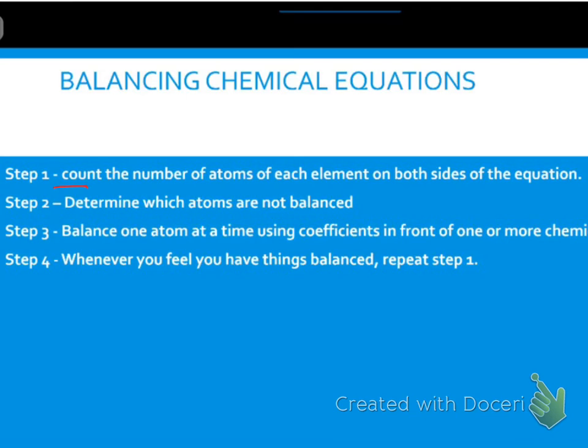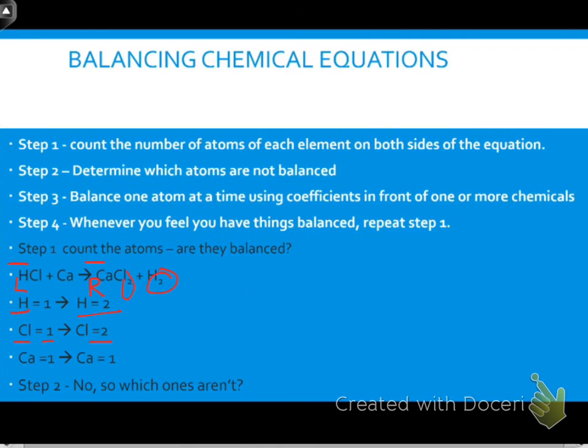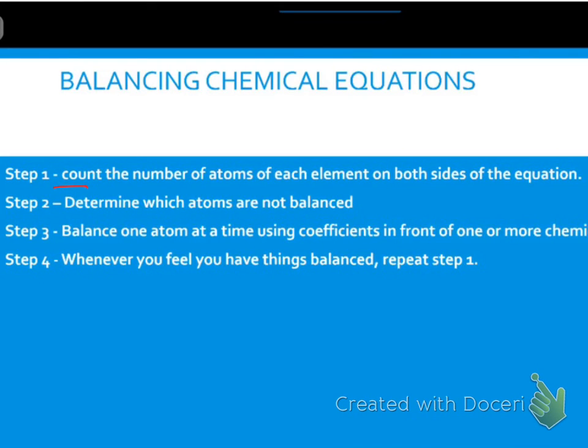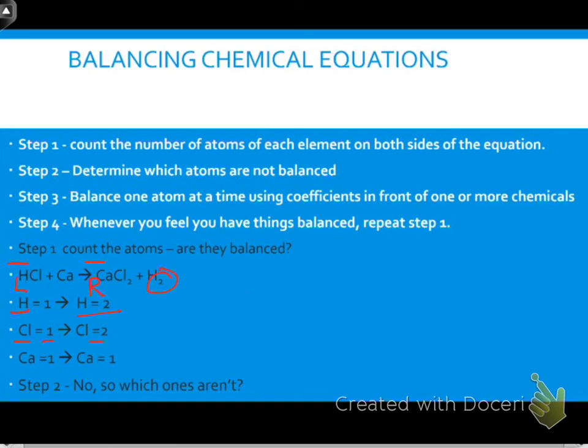Now, to learn how to balance equations, there's 4 steps you have to go through. First, you count the number of atoms of each element on both sides of the equation. So you've been doing that for like a week. We've been counting atoms. And you can count the total number. What's going to happen next is you determine which atoms are not balanced. So you have your left side of the equation and the right side of the equation, and you separate each of those atoms. And you count how many atoms there are of each on each side.